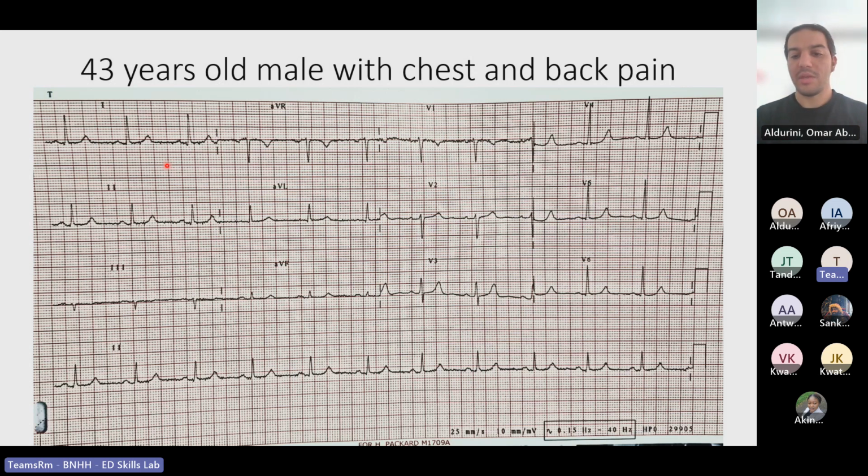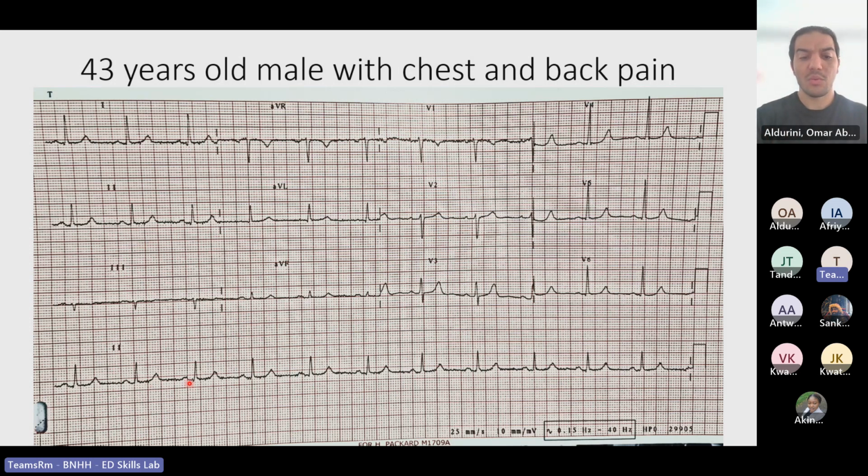So what about the heart rate? It's not written here, so we will go to the next step and calculate it. We can say these are four big squares and a half, 4.5, so dividing 300 by 4.5 we will have about 60 to 70. So it's a normal heart rate. And then we will do the next step.